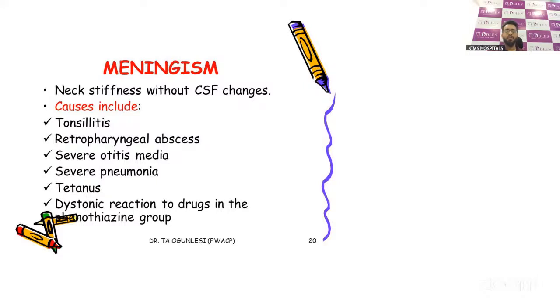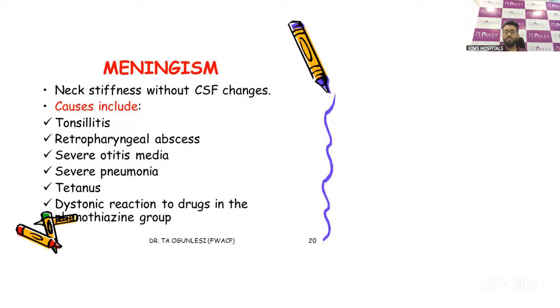The MRI is normal. So here you need to start thinking that tonsillitis also has complications like peritonsillar abscess. It touches your posterior pharyngeal wall, which is in very close contact with the anterior vertebral region, the cervical region, close to the meninges again, and that can produce meningism. Retropharyngeal abscess and severe otitis media can also irritate the meninges. Severe pneumonia with pleuritis can sometimes do the same.